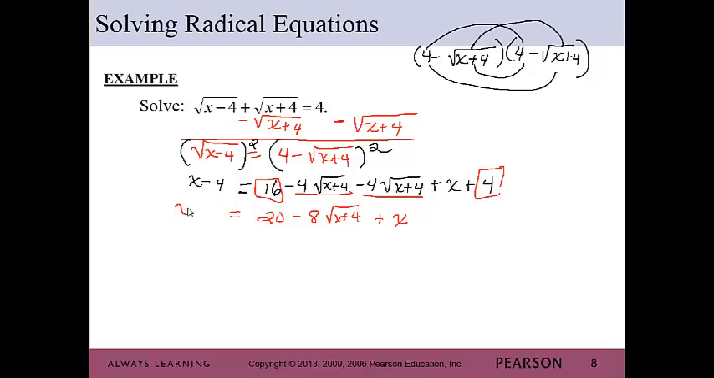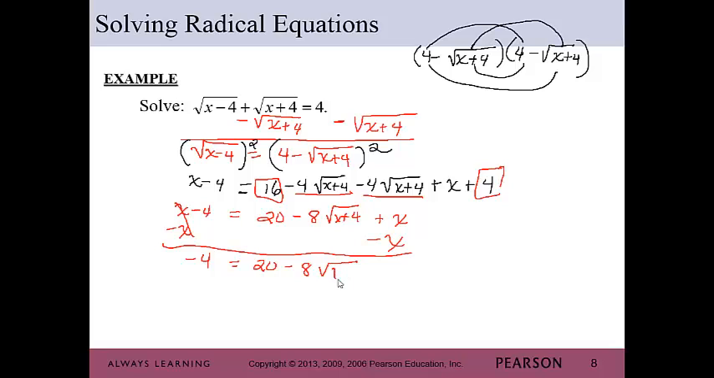Now you want to kind of clean it up some more. So we don't have any x squared, so we're not going to bring everything to the same side. I want to take my x onto this side, so I'm going to subtract x from both sides. And what happens is those x's cancel out, leaving you with negative 4 equals 20 minus 8 the square root of x plus 4.